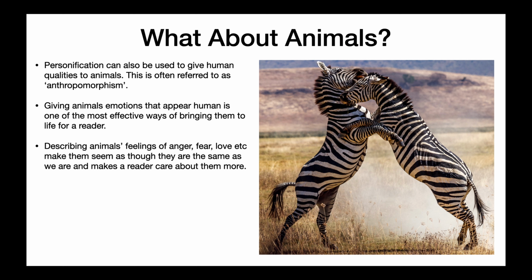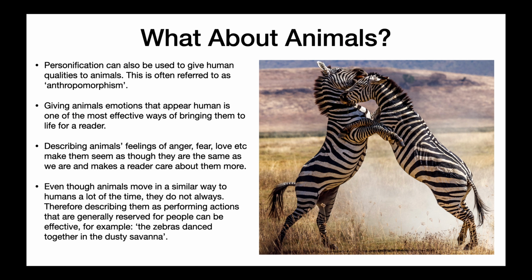Even though animals move in similar ways to humans a lot of the time, they do not always. Therefore, describing them as performing actions that are generally reserved for people can be effective. For example, the zebras dance together in the dusty savannah. If anyone needs any further proof or examples of how personification with animals can be used, you need look no further than the beloved novel War Horse by Michael Morpurgo.